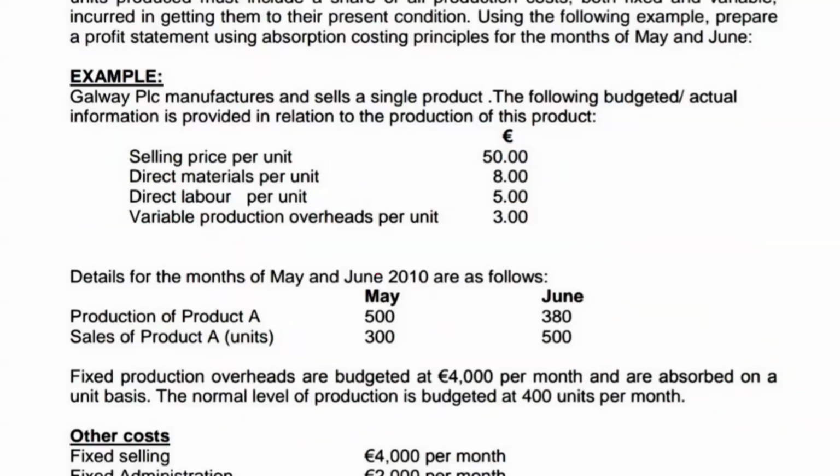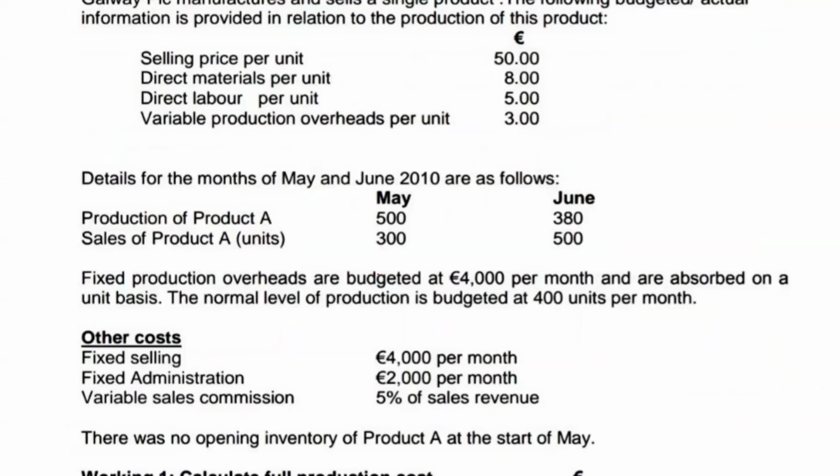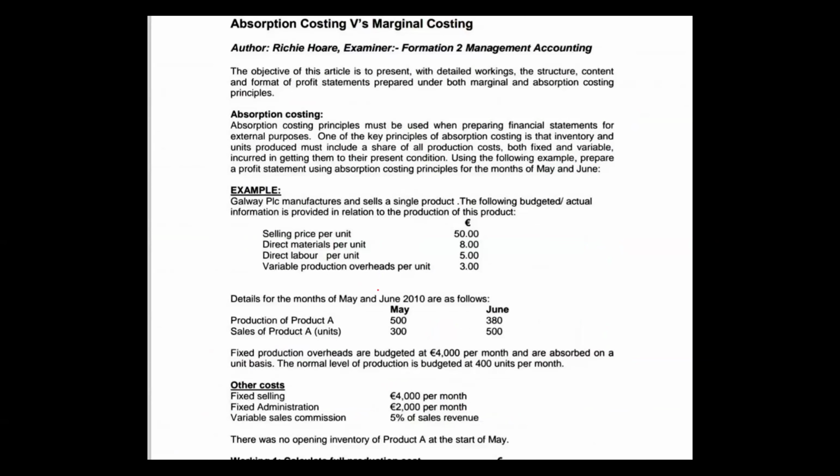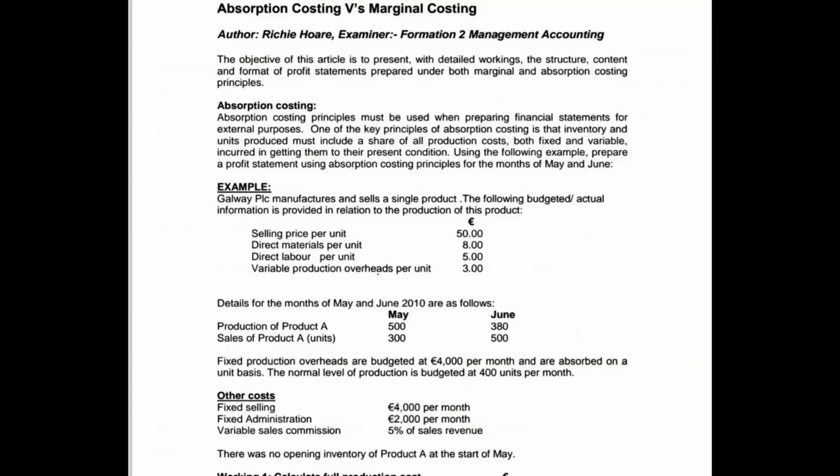So what is the first element that we look for? We need to find revenue. And we are told that there is no what? There is no opening inventory at the start of May. So there is no what? No opening inventory. Very important to take that home.